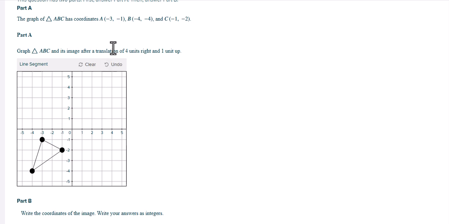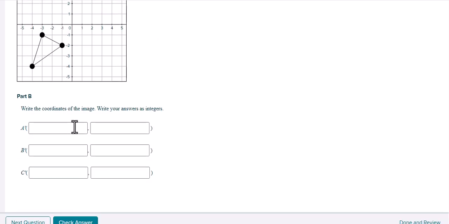Now, we are asked to graph the image after a translation 4 units right and 1 unit up. You have 2 choices. You can, on scratch paper, add 4 to all of the x's, because 4 units right means +4, and add 1 to all of the y coordinates, because 1 unit up means +1. Then rewrite those new coordinates, and you would already have the answers for part B, which would be kind of nice.